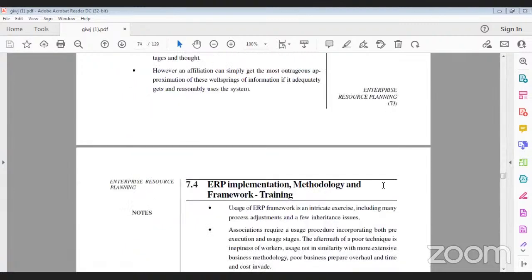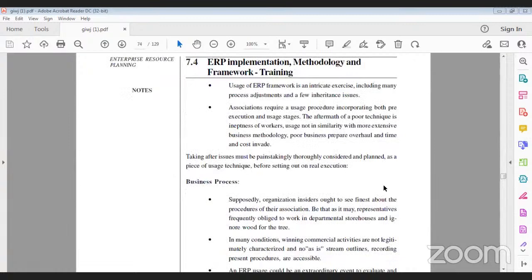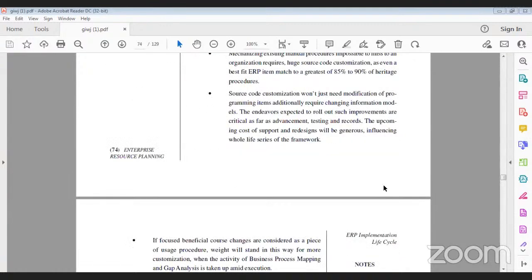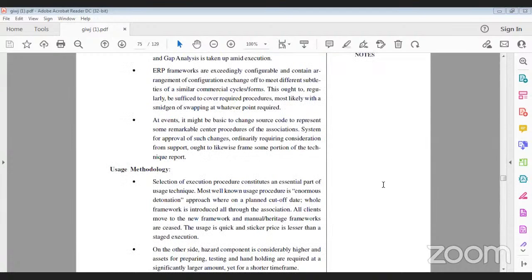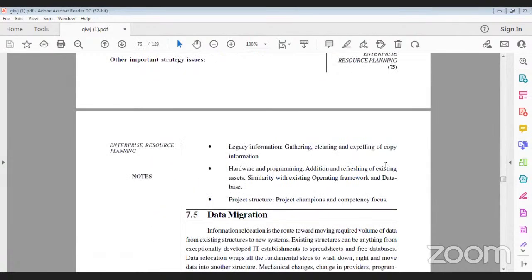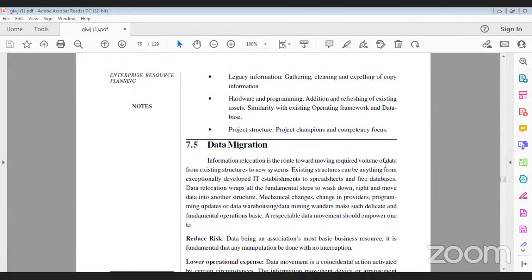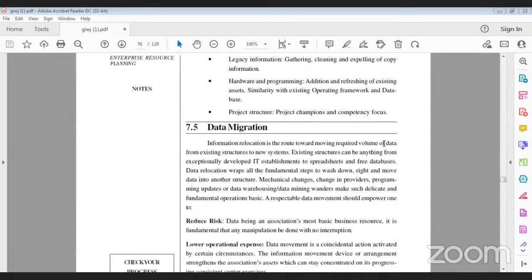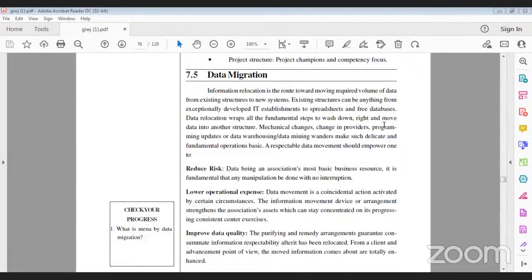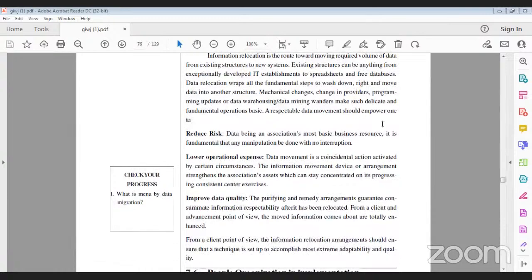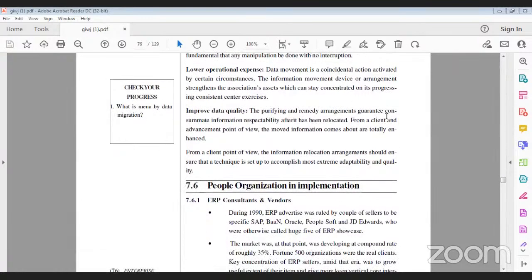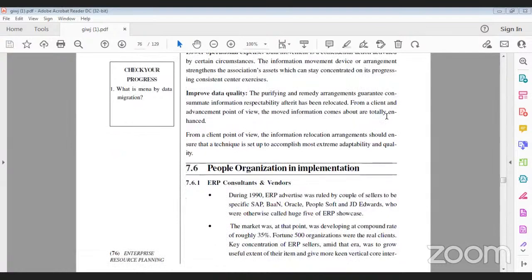Then ERP implementation methodology. Here there is business process, then usage methodology, then data migration. It is the relocation of data, moving the required volume of the data from the existing structure to new systems. There are some points here. The first point is to reduce risk, then lower operational expense, then third is to improve the data quality, and then people, organization, ERP consultants and vendors.